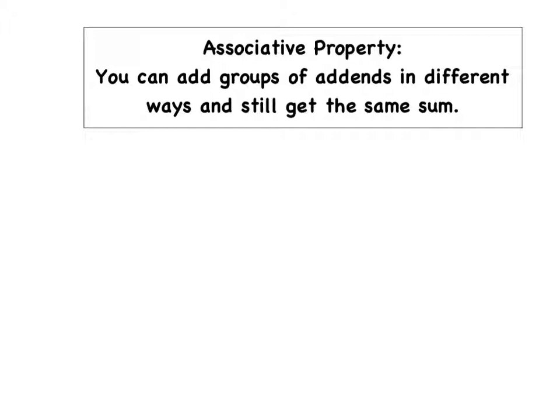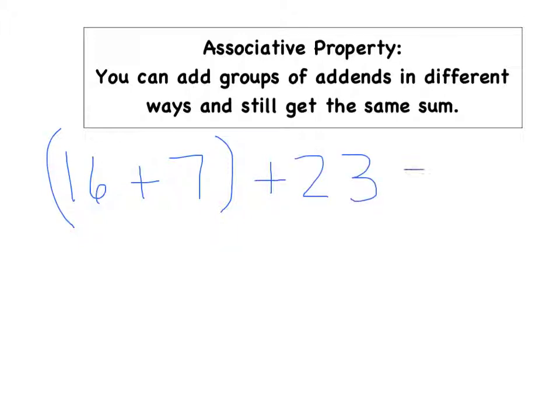So here's our example for this one. Okay? If we have 16 plus 7, and they're in parentheses, that means we have to add them first because they're in parentheses. And then we add 23, then that should equal the same thing. We should get the same sum as when we group them in a different way. 16 plus 7 plus 23.